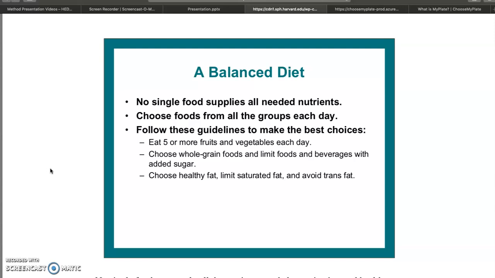Some guidelines to follow, like we went over, is eat 5 or more fruits or vegetables each day, 5 servings. Choose whole grains and limit foods and beverages with sugar. Choose healthy fats, limit saturated fats, or try to avoid trans fats altogether.